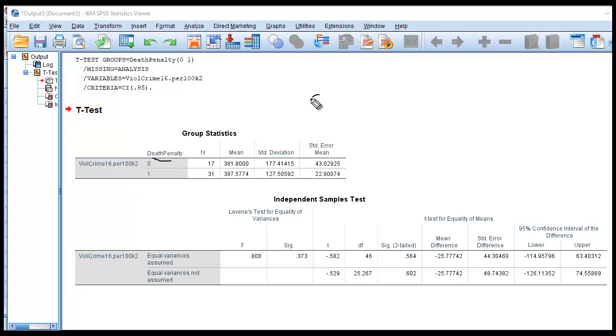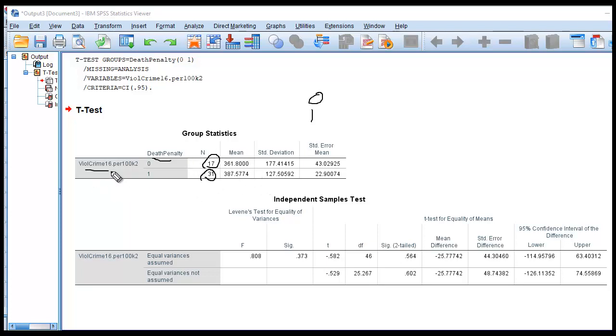So again, the zeros is reflecting no death penalty, 1 reflecting death penalty. So you can see that we had 17 states that did not have the death penalty, and we had 31 states that did have the death penalty or do have the death penalty. And so obviously this is a subset of all 50 states.